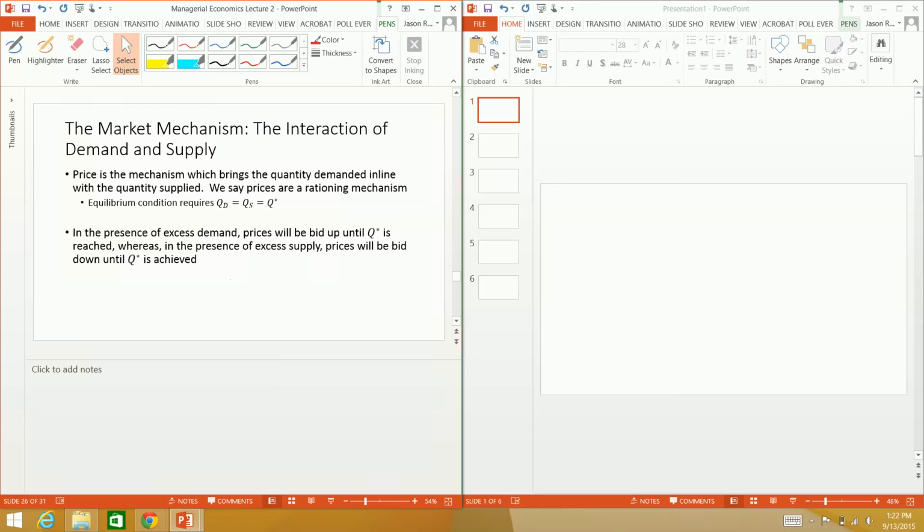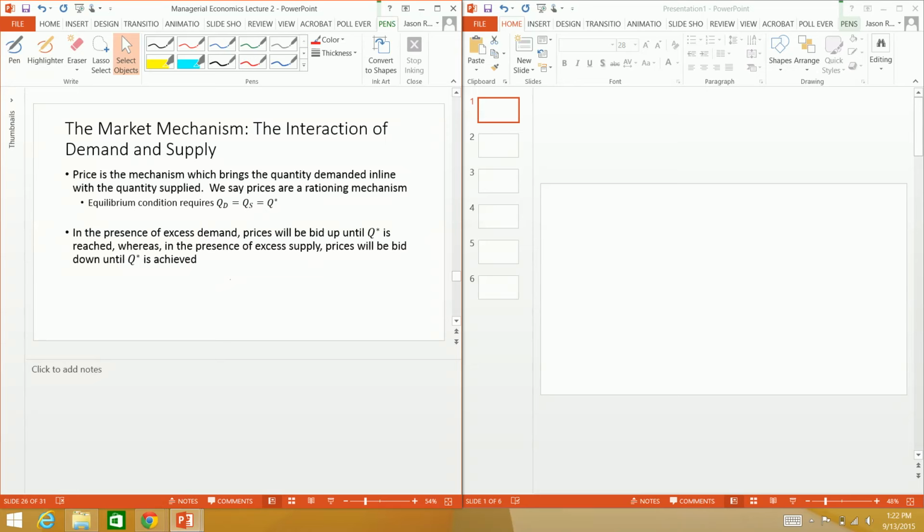The next step that we took once we introduced demand and supply is to put them together. Although we don't know formally the idea of a market, we understand that demanders and suppliers come together, and the mechanism that brings them together is essentially prices.